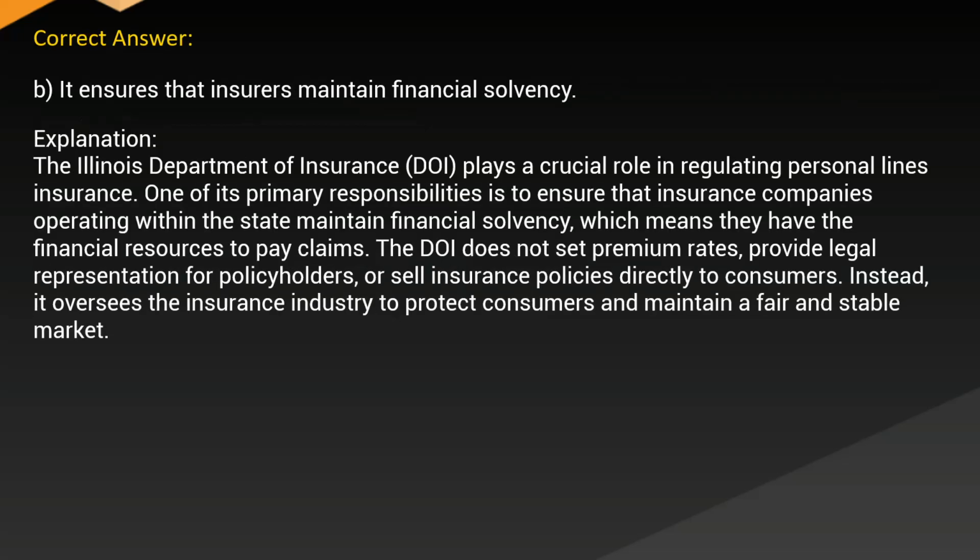Correct answer. B. Ensures that insurers maintain financial solvency. Explanation. The Illinois Department of Insurance, DOI, plays a crucial role in regulating personal lines insurance. One of its primary responsibilities is to ensure that insurance companies operating within the state maintain financial solvency, which means they have the financial resources to pay claims. The DOI does not set premium rates, provide legal representation for policyholders, or sell insurance policies directly to consumers. Instead, it oversees the insurance industry to protect consumers and maintain a fair and stable market.